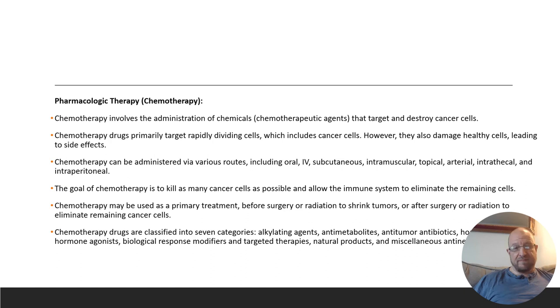These are classified into 7 categories, and just be aware of them. You don't really need to study this extensively. So, alkylating agents, metabolites, anti-tumor antibiotics, hormone antagonists, hormone agonists that stimulate hormones, biological response modifiers, and targeted therapies, and so on.